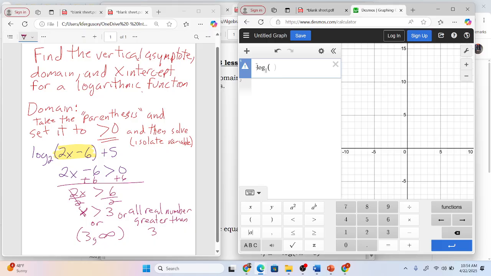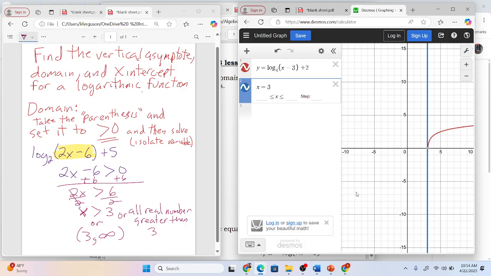So y equals, say, log base 4 of x minus 3, plus 2, I think it was. And then we said x equals 3.